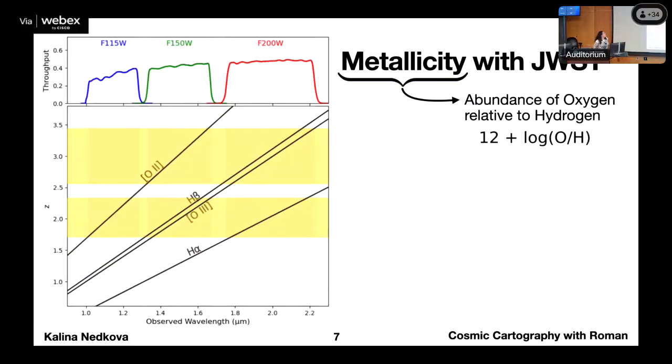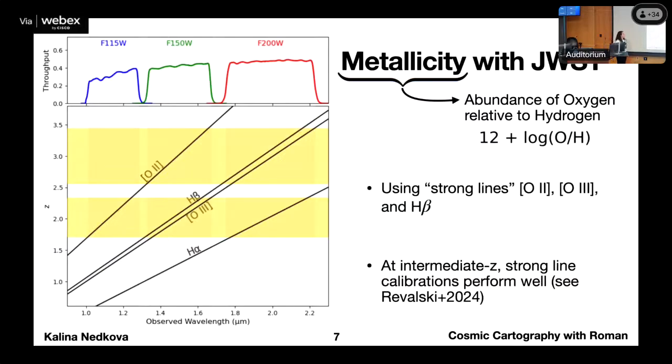So the way that we are measuring metallicity with JWST, so metallicity is just the abundance of oxygen relative to hydrogen. You'll see that expressed as 12 plus log O over H. And we need 3 emission lines to measure this. Those are the strong lines. We need O2, O3, and H beta. With the nearest data, we are able to detect those in two distinct redshift ranges, highlighted here in yellow. And at intermediate redshifts, we have recently shown that the calibrations that we need to derive metallicity from these lines work well. So this is really a great place to be looking at galaxy metallicity.